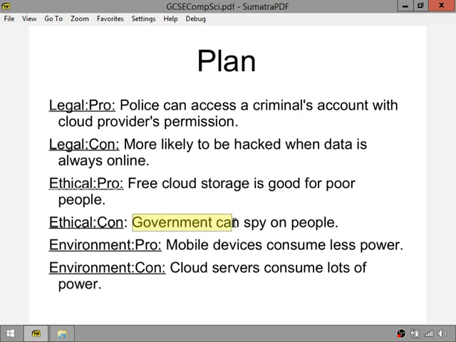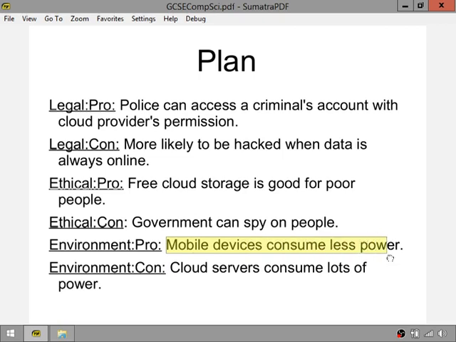An ethical disadvantage is that the government can spy on you. An environmental pro, well, we could say cloud storage is good for the environment because mobile devices consume less power. An environmental con, so something that's bad for the environment: cloud servers could actually be bad for the environment because they consume lots of power.